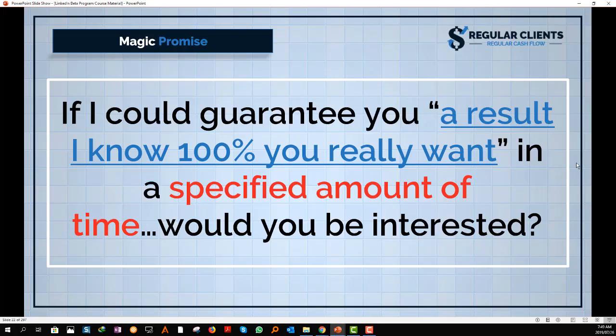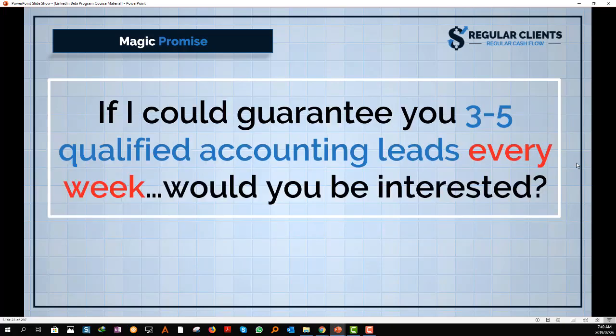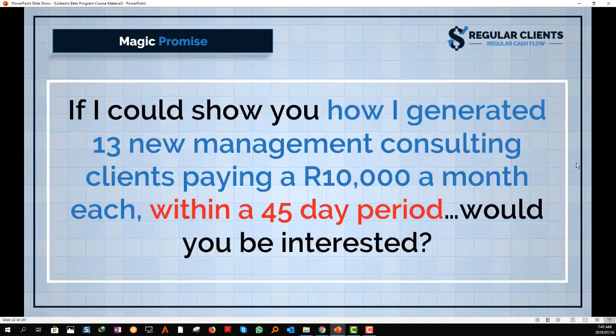So let's look at that again. If I could guarantee you a result you 100% really want in a specified amount of time, would you be interested? So let's look at a couple of examples there. So my example would be, and particularly for this course, if I could guarantee you 3 to 5 qualified accounting leads every week, would you be interested? Really, really simple, right? We are talking to my avatar and the problem that they have. And this, again, would be the client critical. That's going to be the best place for you to use your client critical.